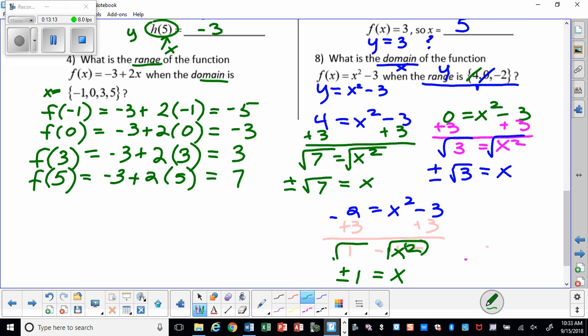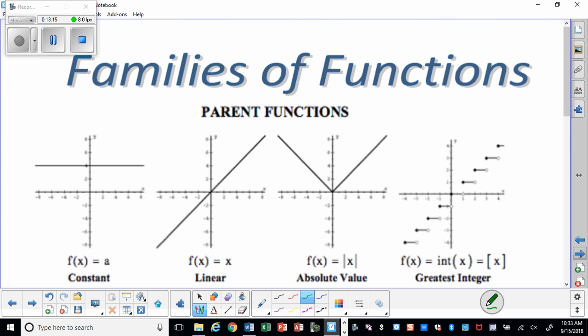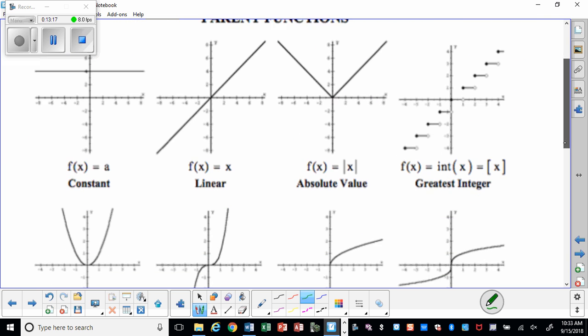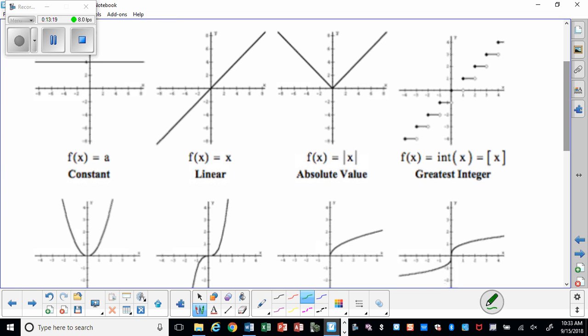Okay, excellent. Good job. Now we're talking about function families. So I'll go ahead and stop this there.